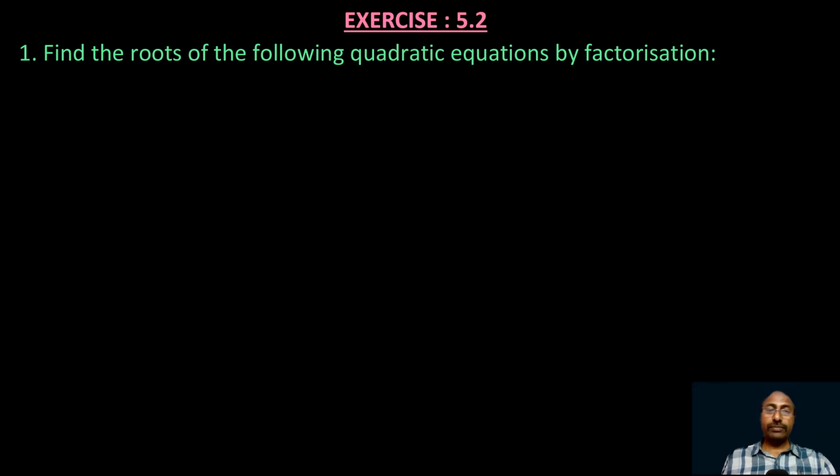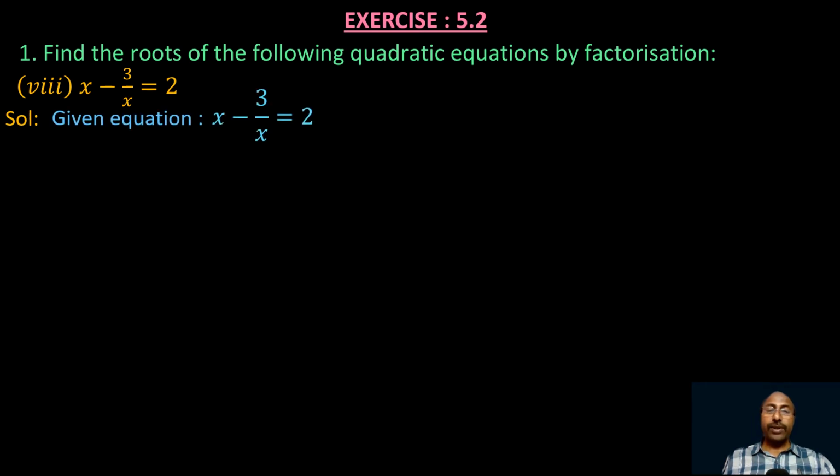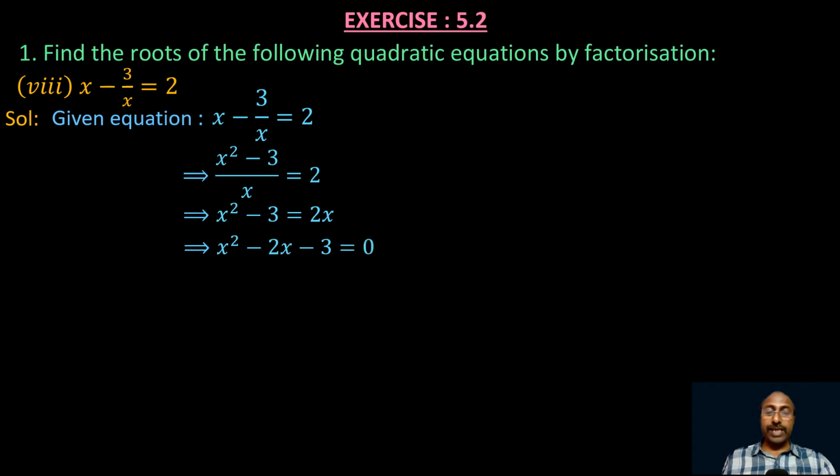x minus 3 by x equal to 2. So here also the given equation is not in standard form. So let us simplify it into standard form. So here the x is LCM on left side, so that we can write x into x square minus 3 by x equal to 2, and from this we can write x square minus 3 is equal to x into 2 is 2x. That is the simplified form of the given equation is x square minus 2x minus 3 equal to 0, which is in standard form.